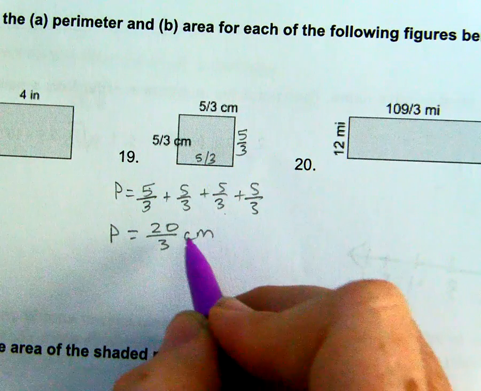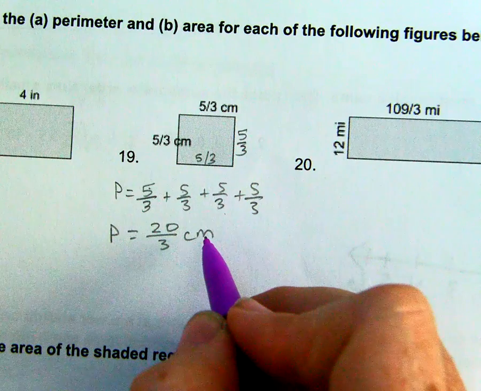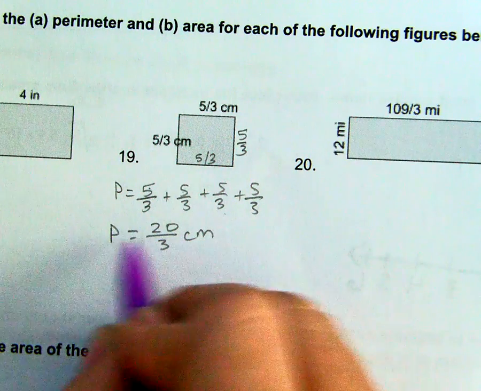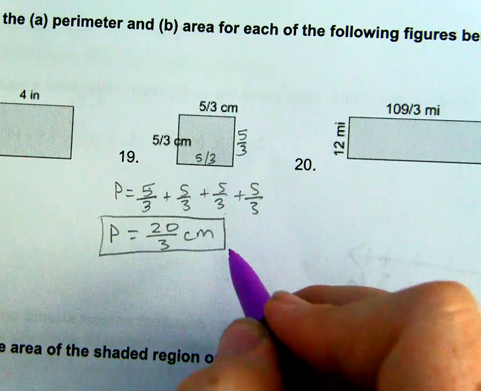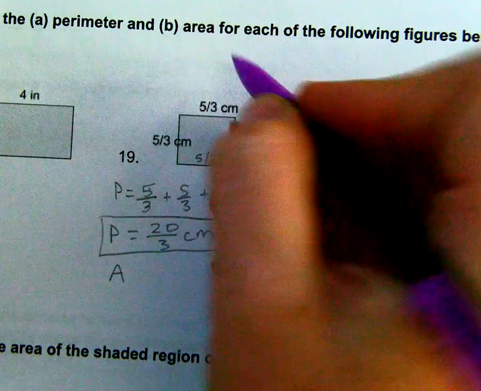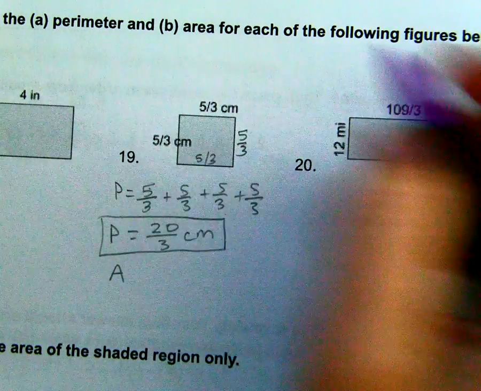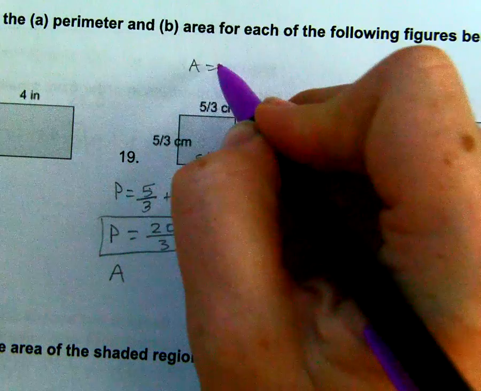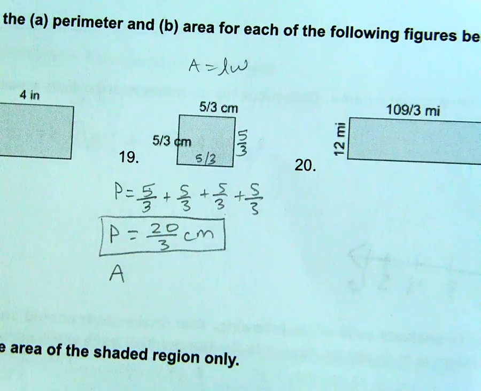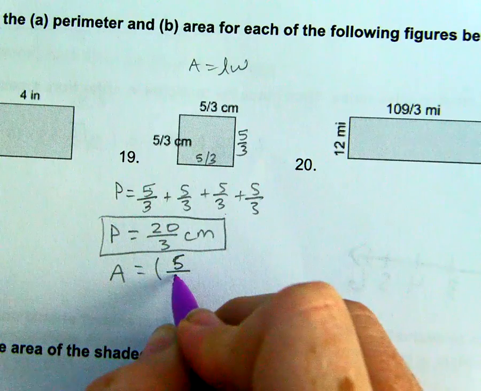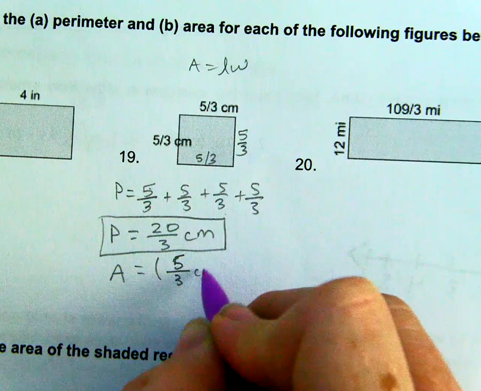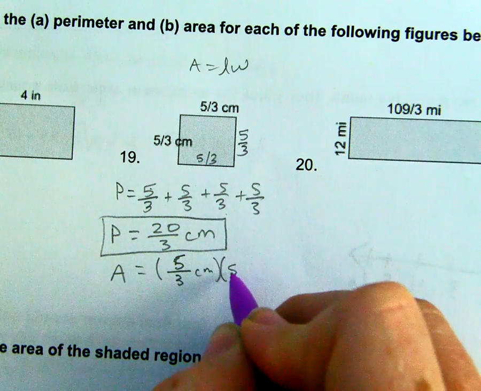You can go ahead and reduce that to a mixed number if you want, or you can just leave it 20 thirds. I'm perfectly happy with that as well. Okay, my area for a square or rectangle shape is length times width. So in this case, length and width are actually the same number, but we have 5/3 centimeters times 5/3 centimeters.